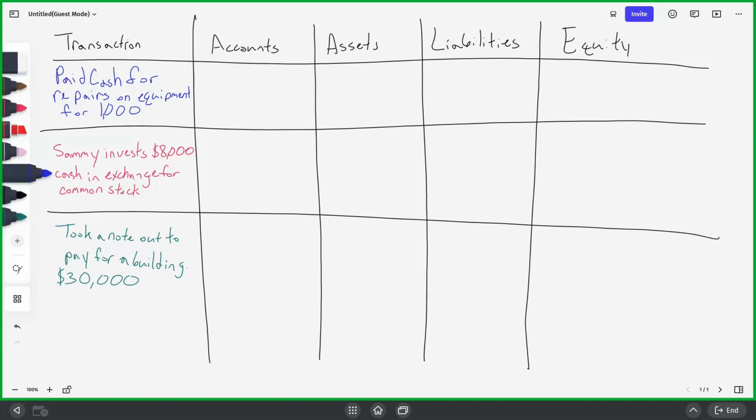So, the first transaction says pay cash for repairs on equipment for 1,000. What accounts are we using? So we're using cash. Perfect. Are we debiting or crediting cash? Credit. Why is it credit? Do your assets increase or decrease with debits or credits? They decrease with credits, and right now, yes, they paid.